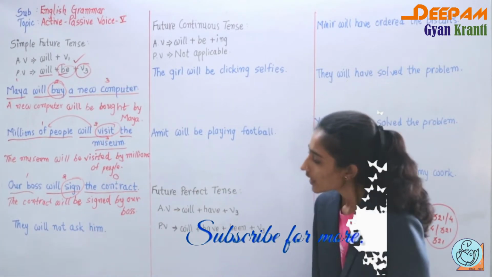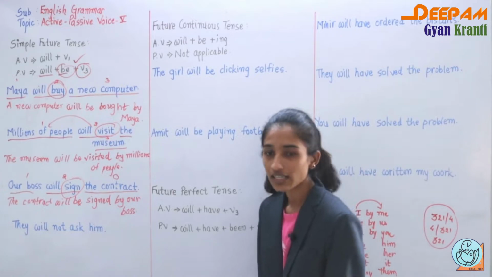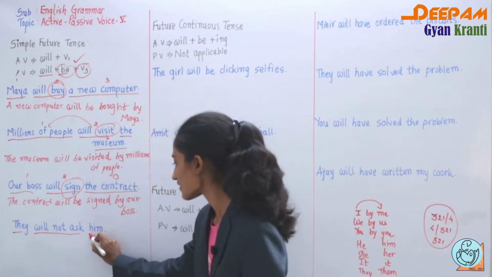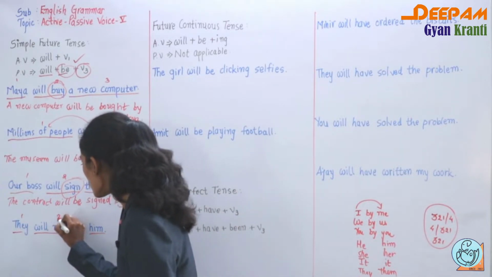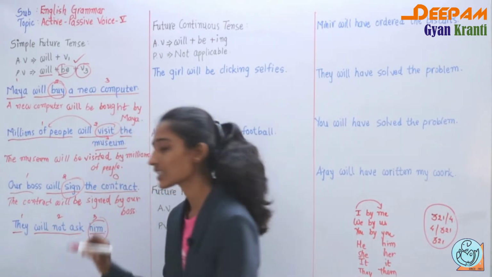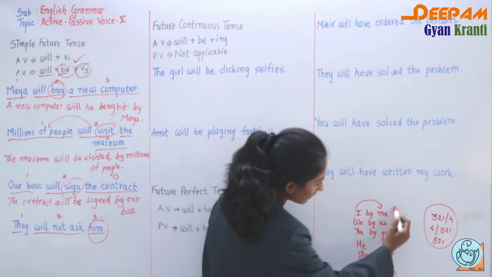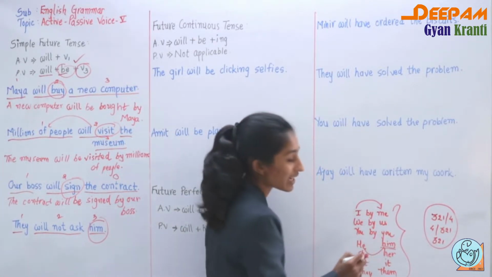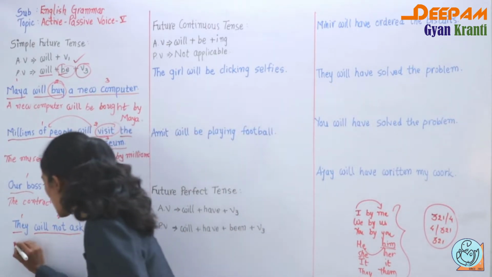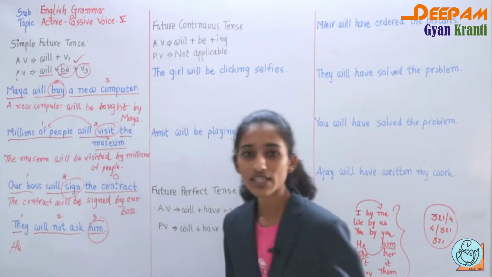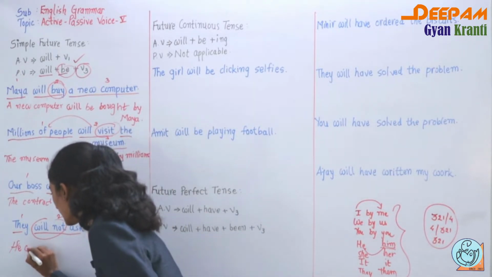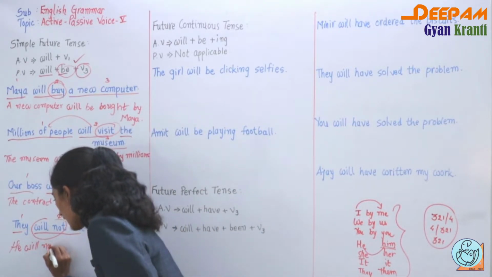Alright. Next one. They will not ask him. Now see, the subject is they, will not ask is the verb, and him is the object. So 1, 2 and 3. Now see, him is given. I already told you that this portion is given. So him is given, so we have to use he. Now see, it's negative, so will not we have to keep as it is. So he will not. Right.